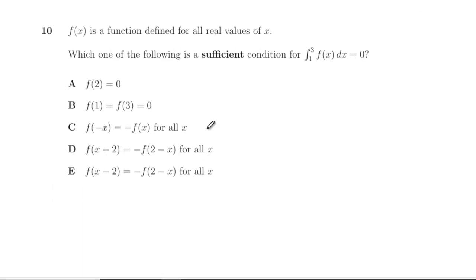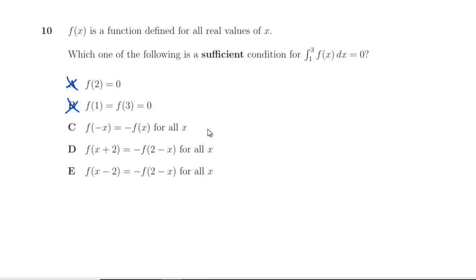Question 10. f of x is a function defined for all real values of x. Which one of the following is a sufficient condition for the integral from 1 to 3 of f of x dx equal to 0? f of 2 equals 0. Well, that isn't going to be sufficient because we don't know what the rest of it's going to be doing. f of 1 equals f of 3 equals 0. That doesn't really help either.